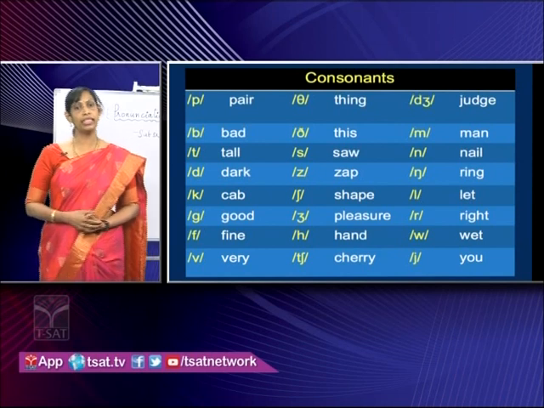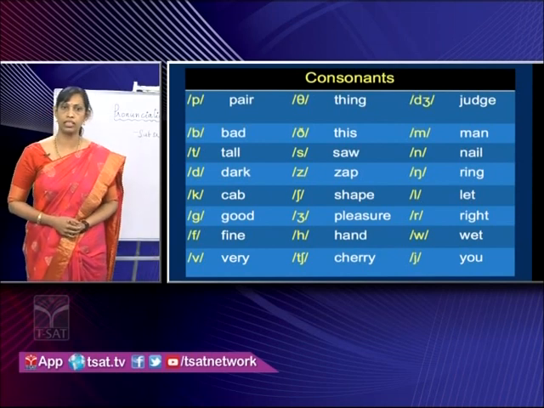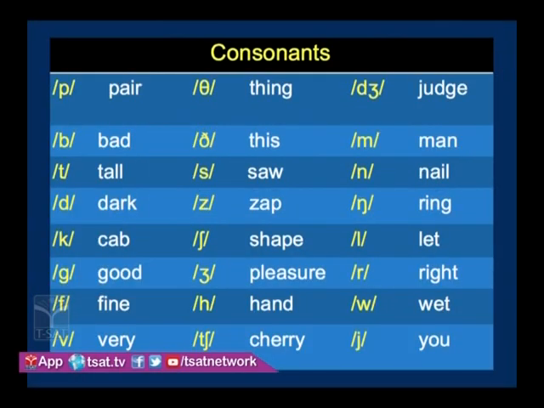Now, when we see these sounds, p, b, t, d, k, g, these are called plosive sounds. That means when these sounds are articulated, the sound comes out with explosion. That is, the sound from the lungs travels through the oral cavity and it is obstructed at the articulators, and then when the articulators move apart, it comes out through explosion. Hence they are called plosives.